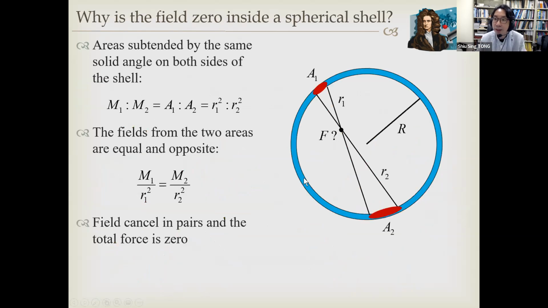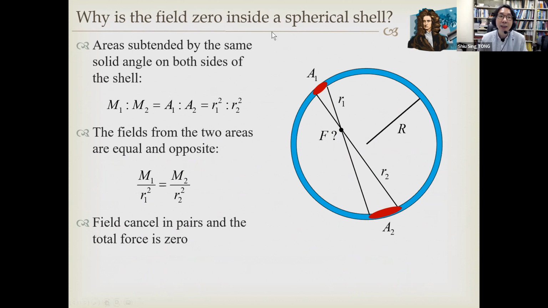The shell theorem says that inside a spherical shell, the field is exactly 0. And outside the spherical shell, the field is exactly the same as if all the mass of the shell is concentrated at the center, just like a point mass.